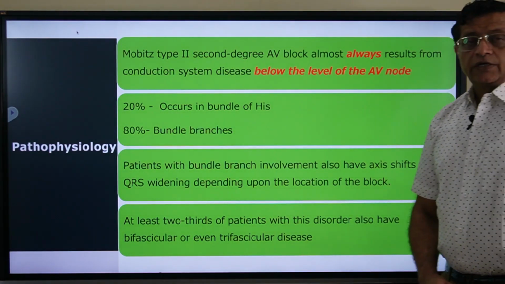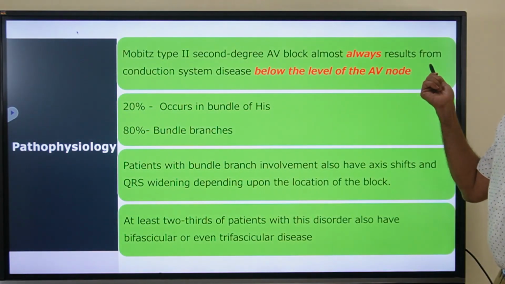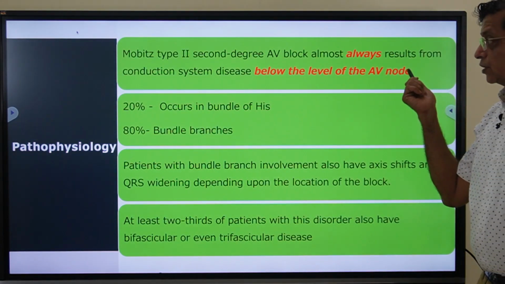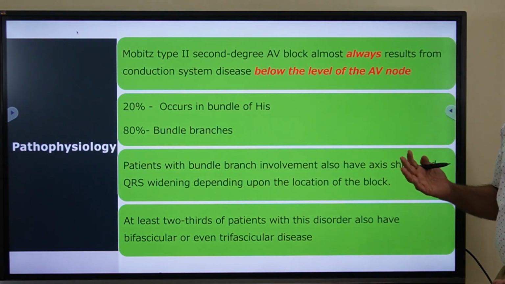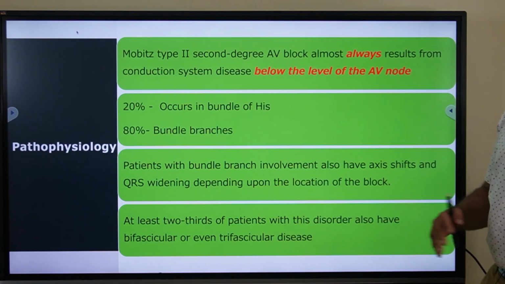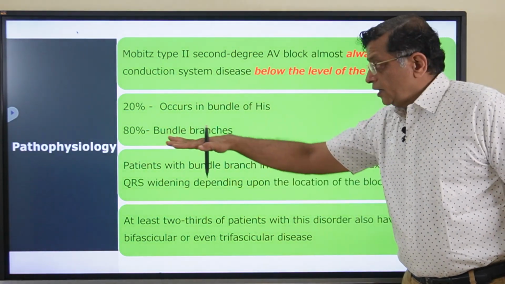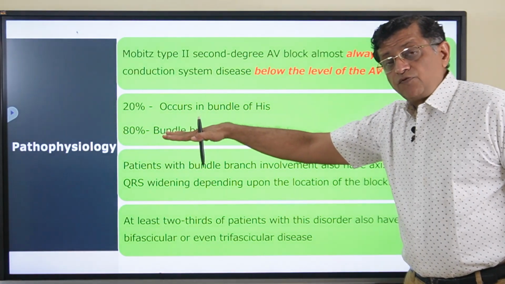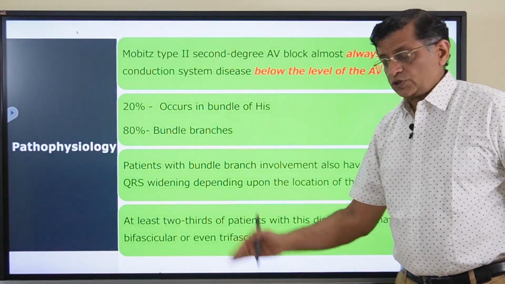The importance of second degree heart block is that it is almost always a problem of the conduction system below the level of the AV node. So naturally this becomes more dangerous than the Mobitz type 1 AV block. 20% of the time the problem is in the bundle of His, and 80% of the time it is infra-Hisian, or below the bundle of His, into the bundle branches.